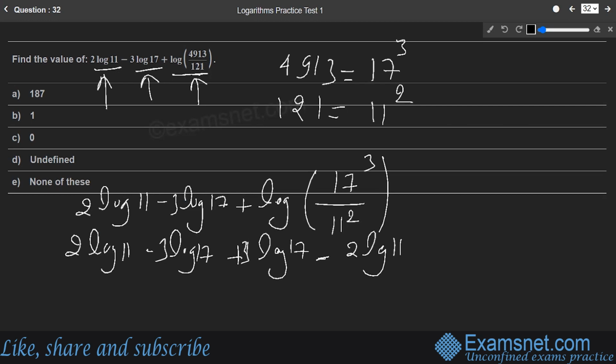If you see this expression, things are getting cut. This 2 log 11 is getting cut by this, and this 3 log 17 is getting cut by this. So it ultimately becomes equal to 0. So that should be the right answer. 0 is the right answer, available in option number C.